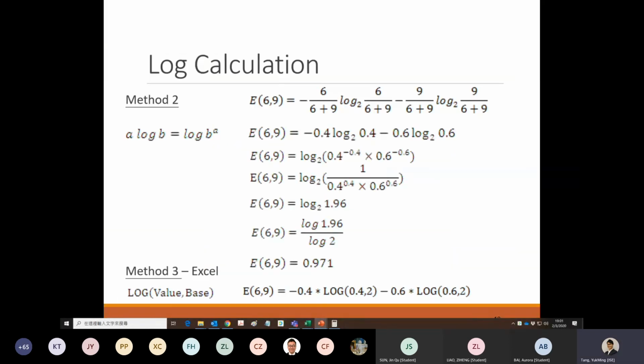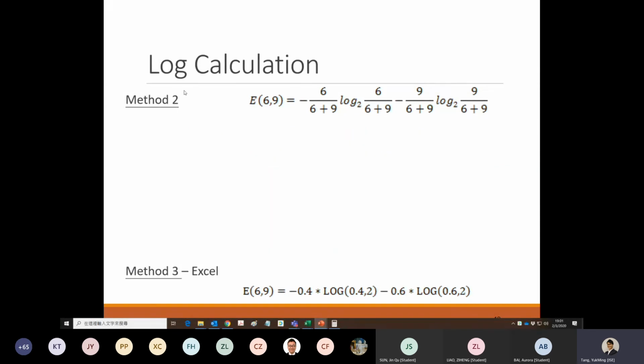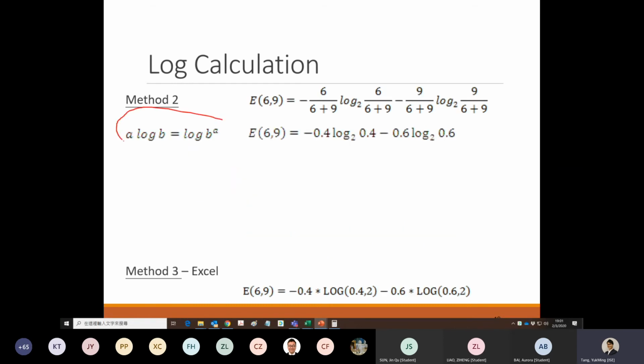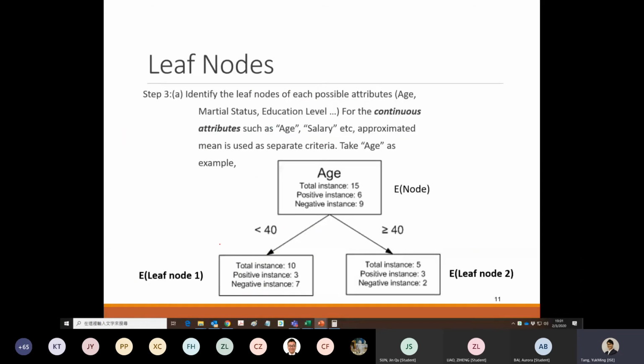Okay, so there you can see the same answer using these 3 different methods: this equation, or this equation, or using Microsoft Excel. After you calculate the entropy for the wood loop, you also need to calculate the entropy for the leaf loops.